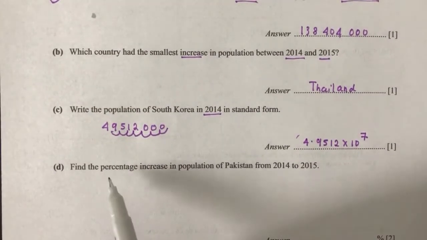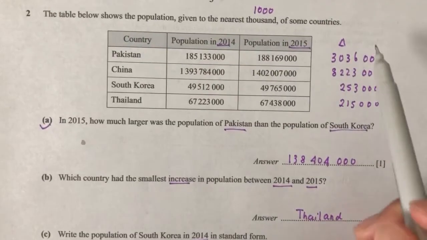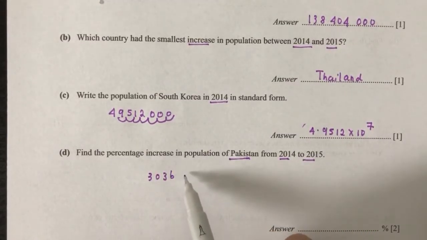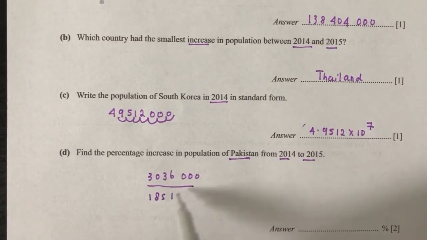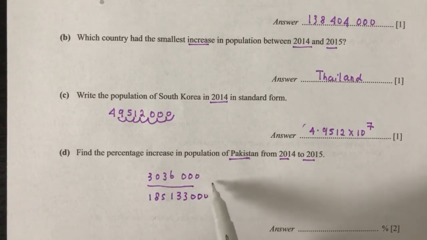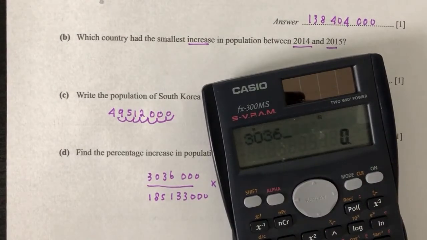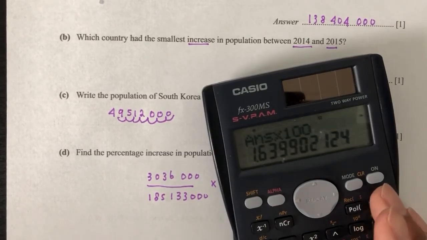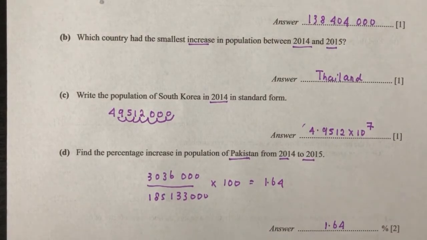Now part D, find the percentage increase in population of Pakistan from this to this. So the increase is 3,036,000 divided by the initial population in 2014, 185,133,000, times 100. So let's do that. 3,036,000 divided by 185,133,000 times 100. That will be 1.64. So 1.64%, correct to 3SF.